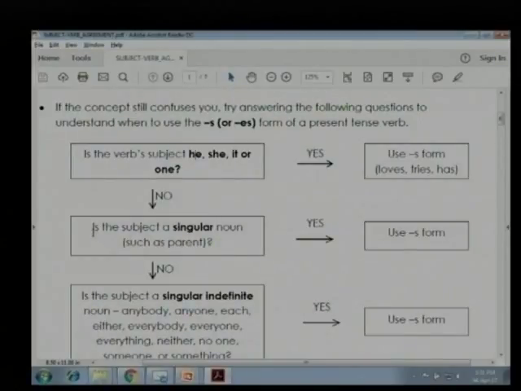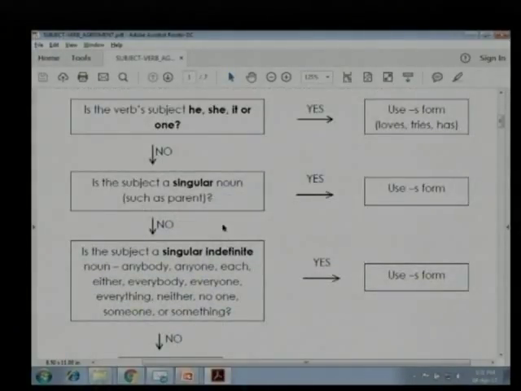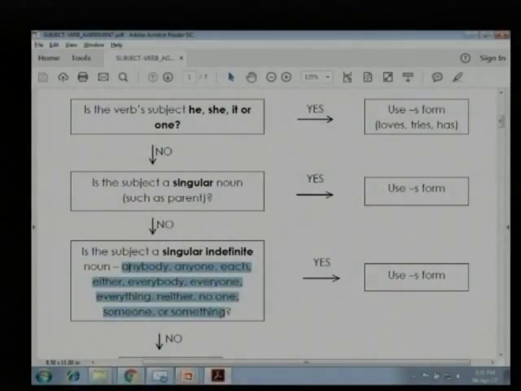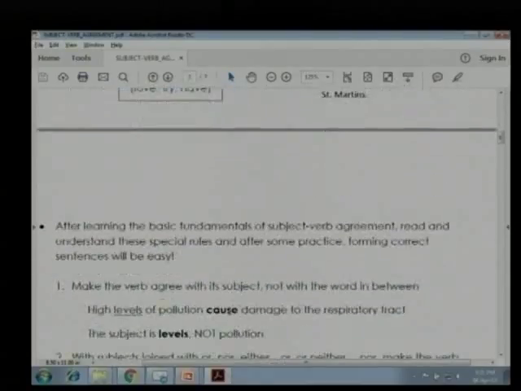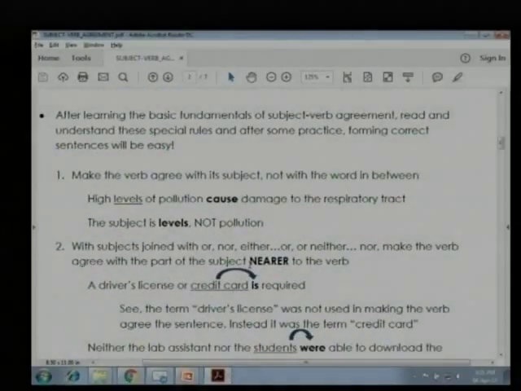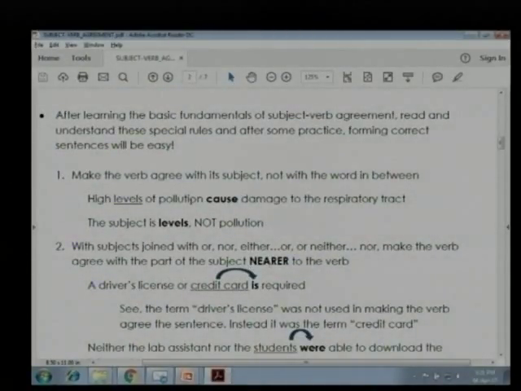If no, is the subject a singular noun such as a parent? If yes, then you will still use the s form. If no, is the subject a singular indefinite pronoun, anybody, anyone? So I will talk about this anybody, anyone soon. So don't get confused about that. Okay, let's move forward with some examples for you.